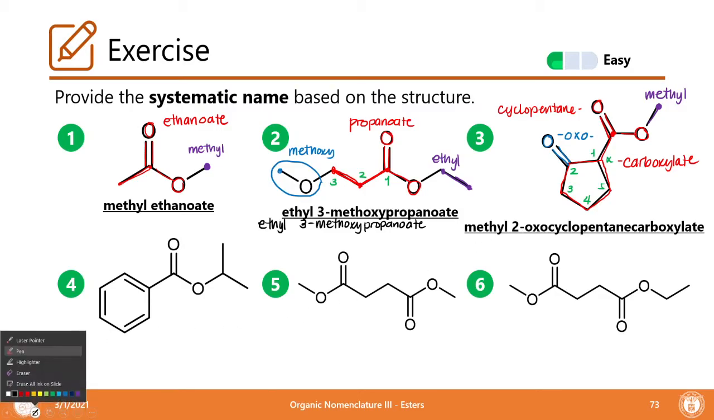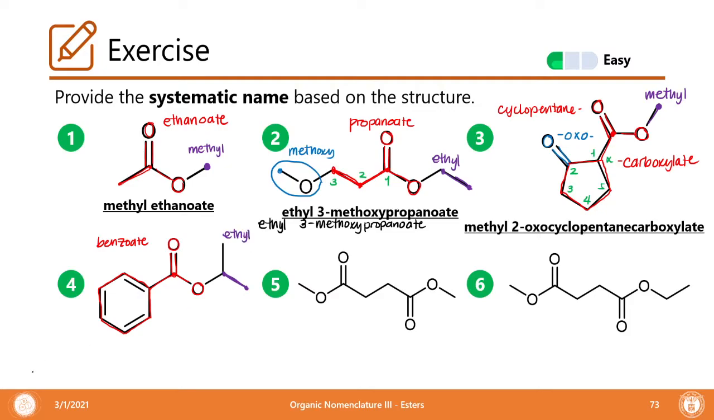Okay, let's move to number 4. So here we have an ester. Okay, this carbonyl carbon is connected directly to a benzene ring. Okay, so we have a special name for that, and that is benzoate. Okay, and then here we have a group with 2 carbons directly connected to the ether connection. So this is an ethyl group. Okay, and in that ethyl group we have a substituent, methyl. Okay, so that's at the 1 position of this ether connection.